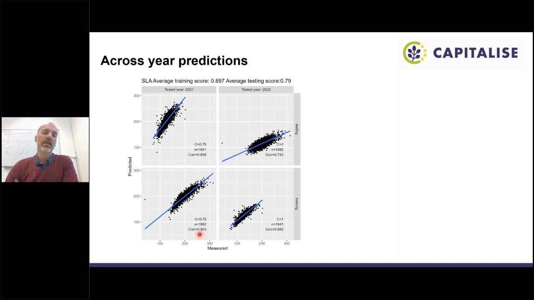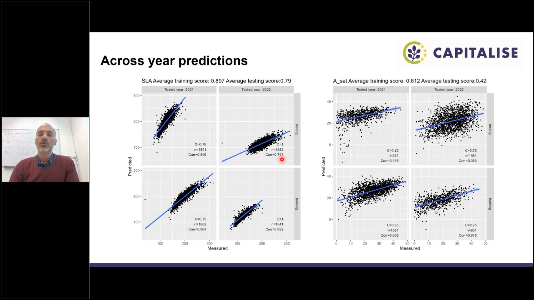which is again confirmed if we do the reciprocal prediction, if we train a model on data from 2021, where we have a correlation of 0.9, that correlation drops when testing on data from 2022 to 0.74, which again gives us a confirmation that the models which are obtained from maize are actually more generalizable.